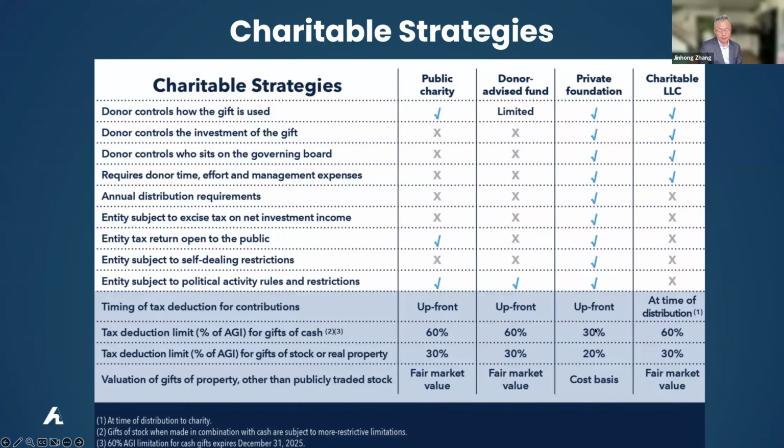Okay. Now, for the private foundation, you need to distribute 5% of your assets every year to a charity, or you can do an operation by yourself. You can spend 5% of your assets every year. That's also okay. But if it's a public foundation, you're not subject to this kind of rule. And then charitable LLC.